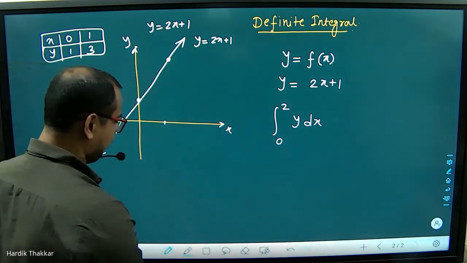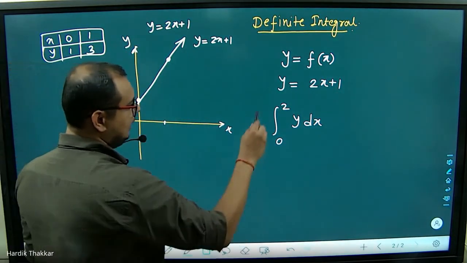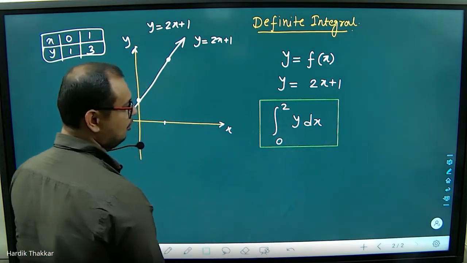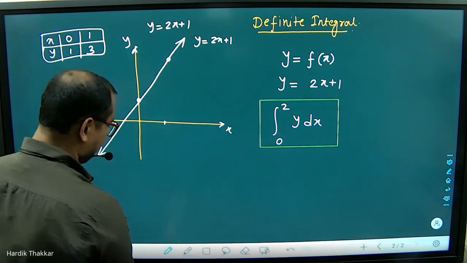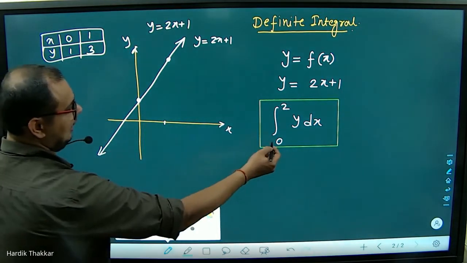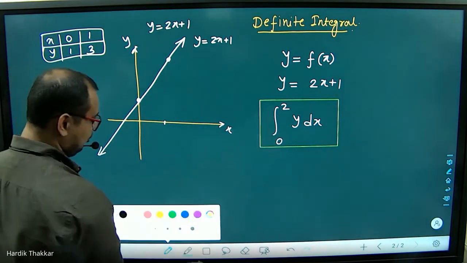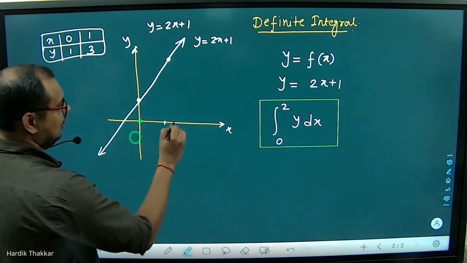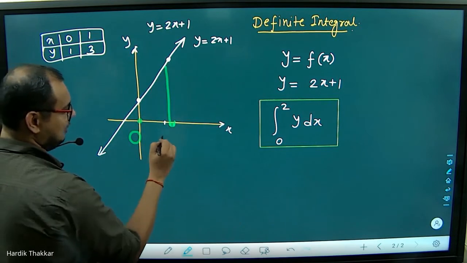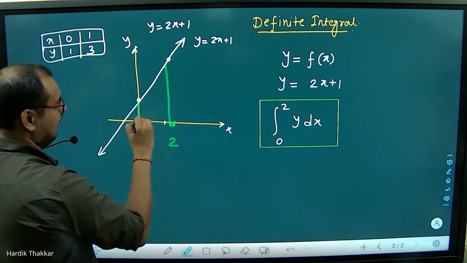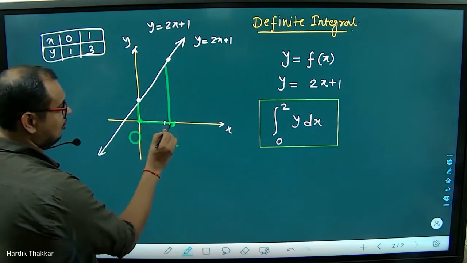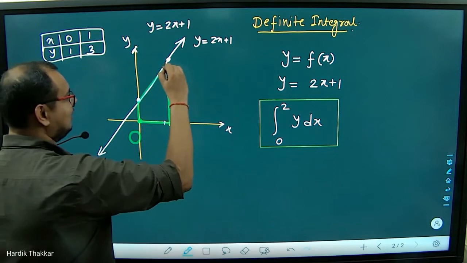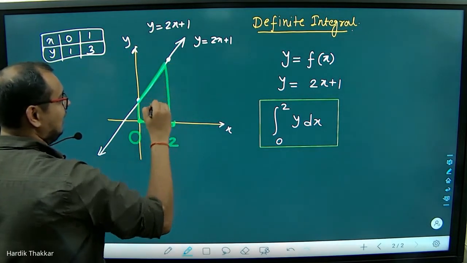Now here we have to calculate the integral of y for the interval 0 to 2 with respect to dx. So here dx means x-axis and the interval is 0 to 2. It means from this point, that is x is equal to 0, till this point, that is, let us consider this point as 2. So you have to find the integral for this interval 0 to 2. It means the area bounded by this line and x-axis.